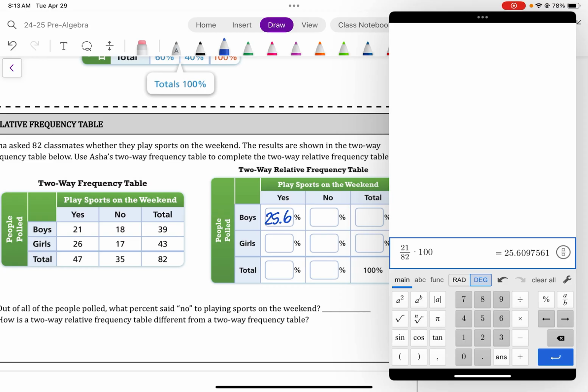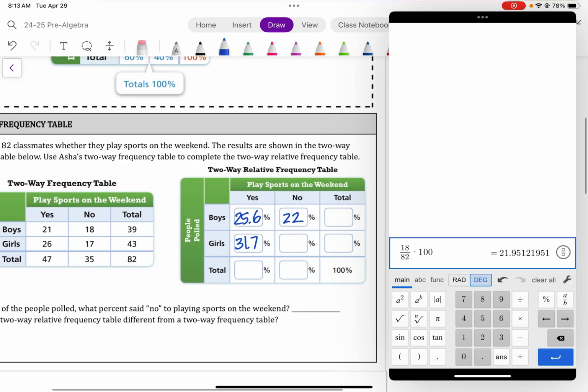We're going to do the same thing for the girls. 26 students out of the total of 82 times 100 is 31.7%. Now we're going to do the boys that said no. There were 18 boys out of 82 who said no. And we're going to take that amount and multiply it by 100 to get our percent. So 21.95, the 5 turns the 9 into a 10, so that's 22%.